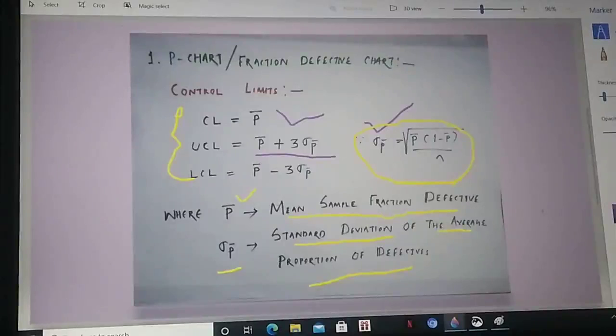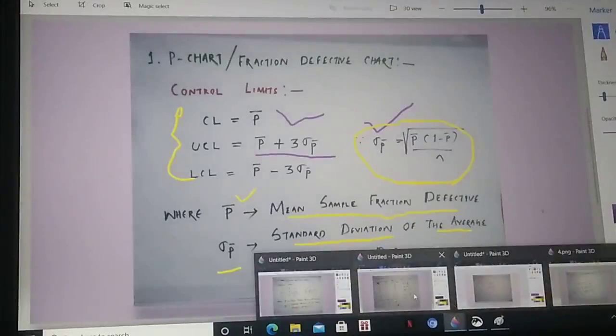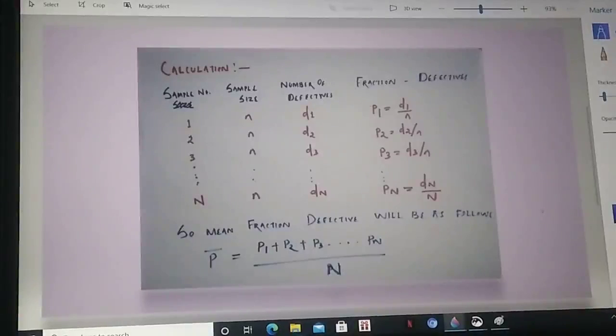Okay, so just remember that standard deviation is nothing but a measure of dispersion of a set of data from its mean value. Now going to the next one, we want to see how to calculate the fraction defective value, that is P bar, the average of fraction defective or mean fraction defective. So for the calculation purpose, we have to take sample numbers 1, 2 up to capital N here. Now the sample size is constant, suppose it is small n. Let's suppose the number of defectives is D1 for sample number 1. For sample number 2 it is D2, and for sample number capital N it is D subscript capital N.